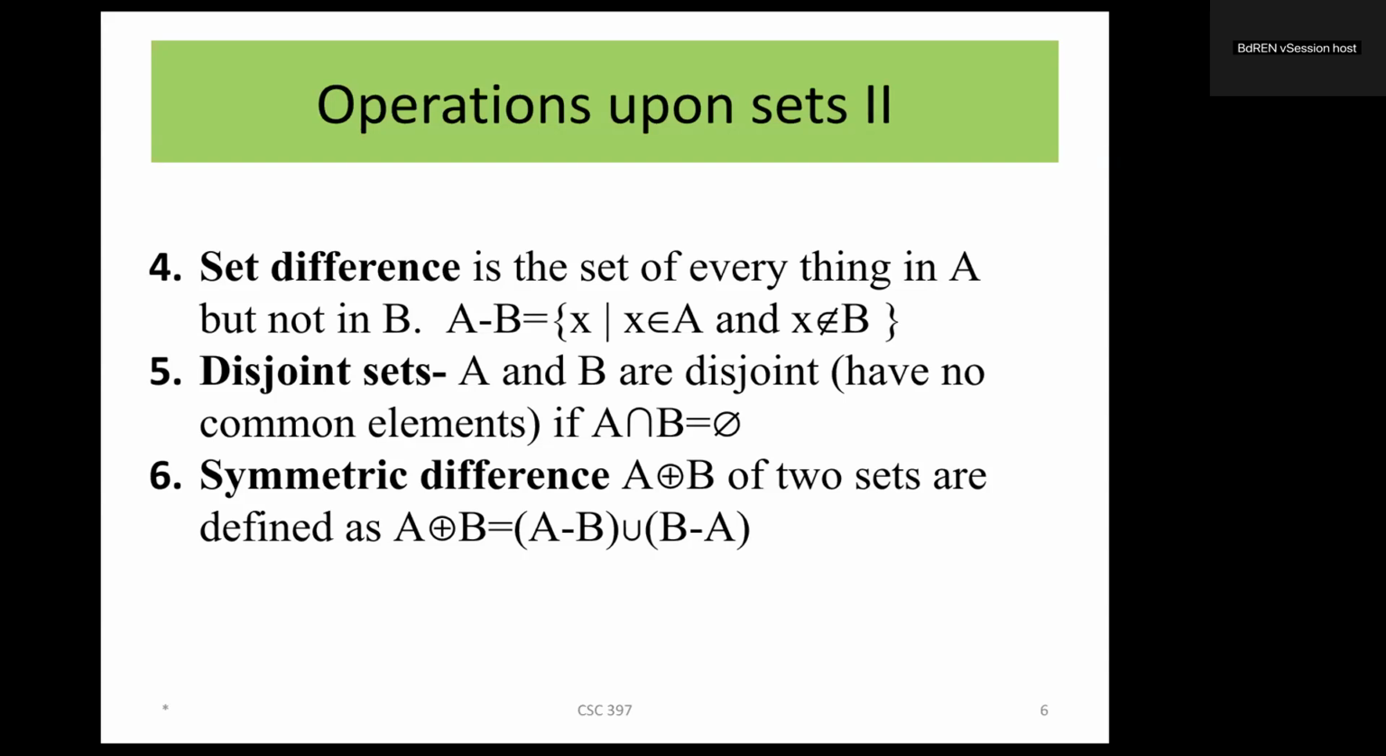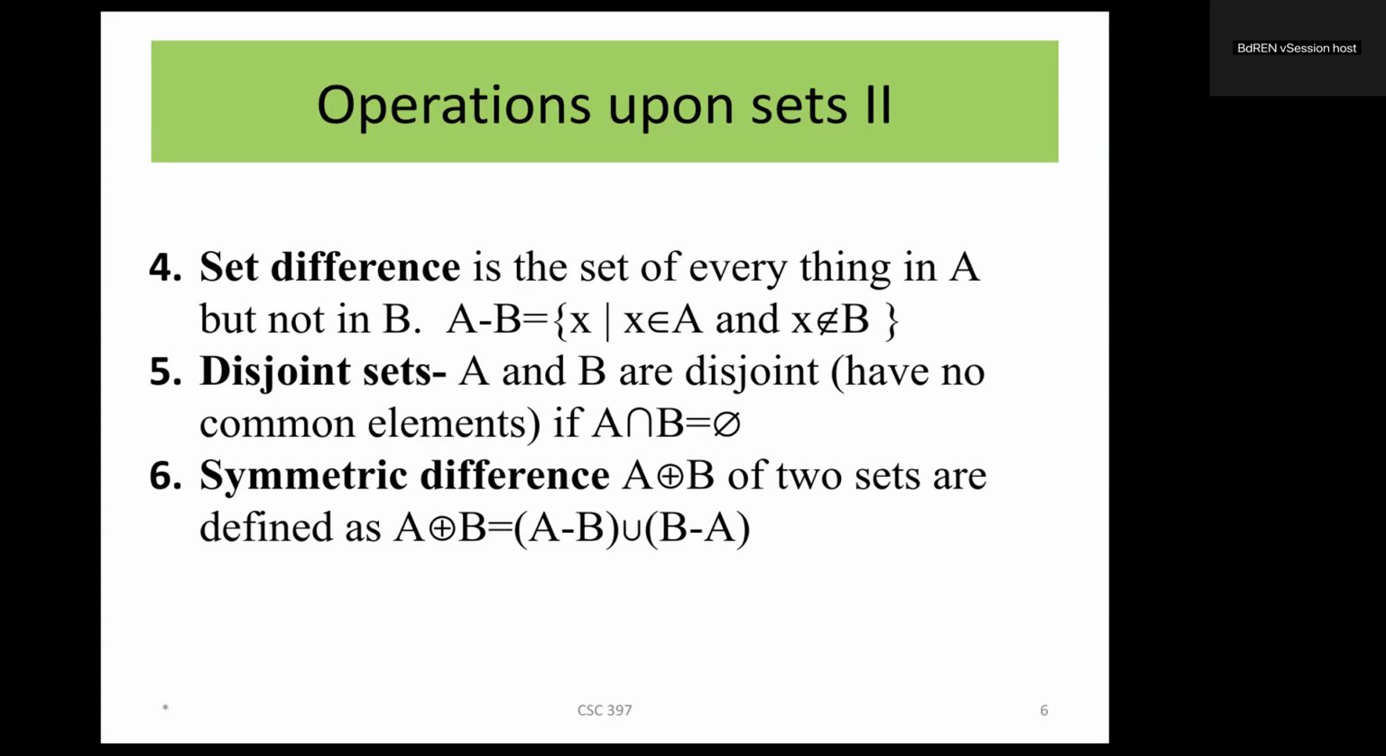Okay, so let's talk about disjoint sets. Disjoint sets means A and B are disjoint, that means they have no common elements, right? That means if I draw one set like this and another set here, there is nothing in common between them.